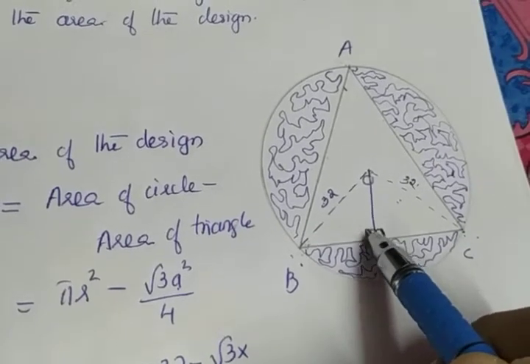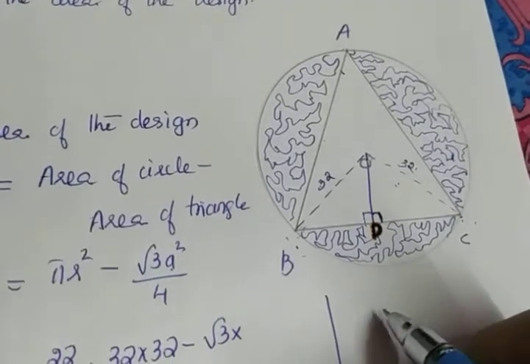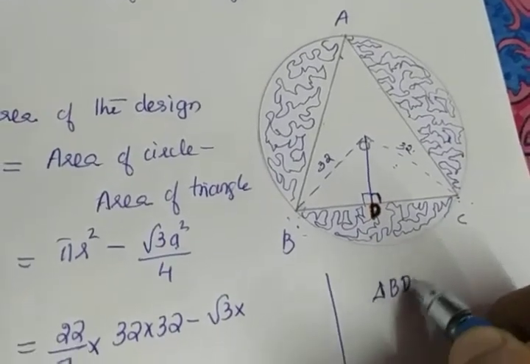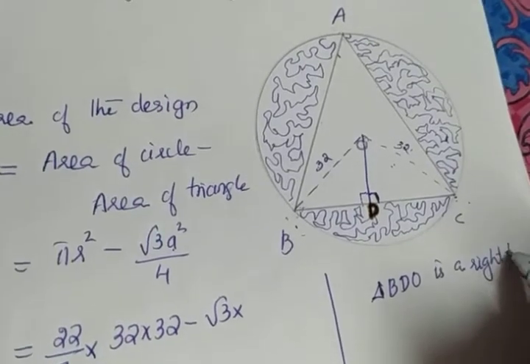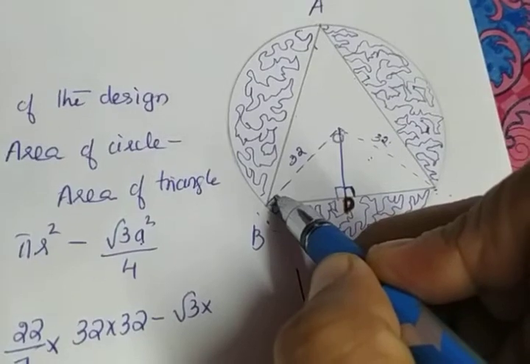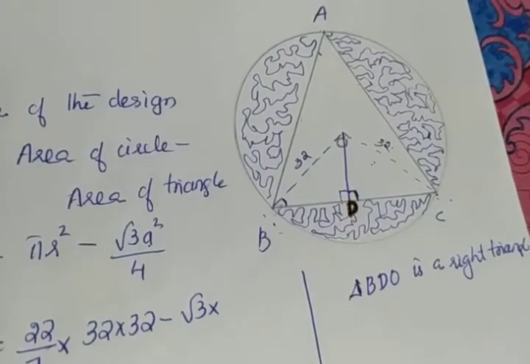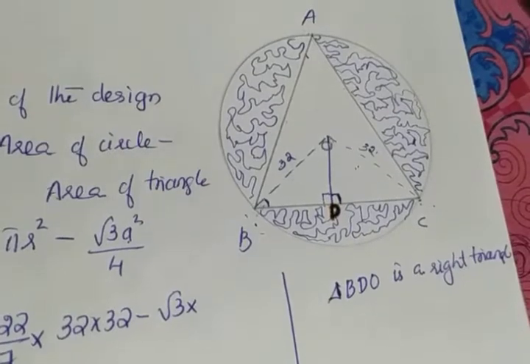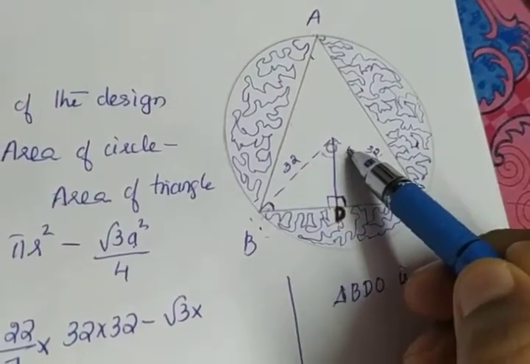So again, triangle BDO is a right triangle. So what about this angle? Can you identify that angle? Can you identify angle O? Angle O will be 120.